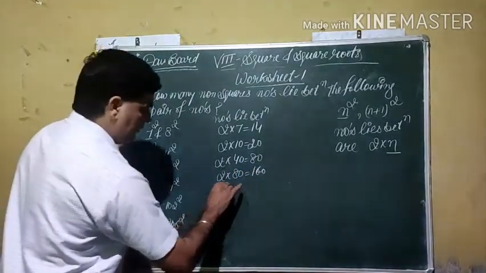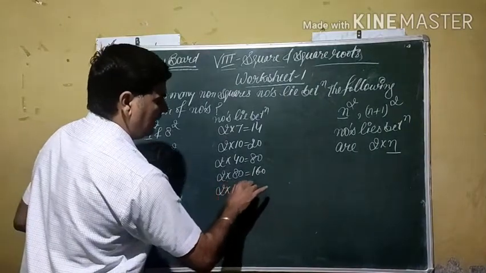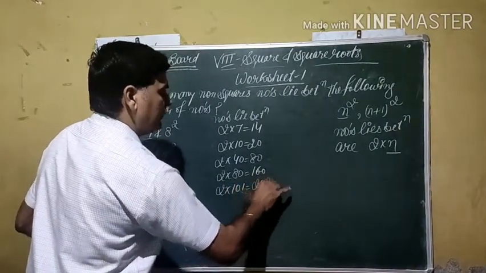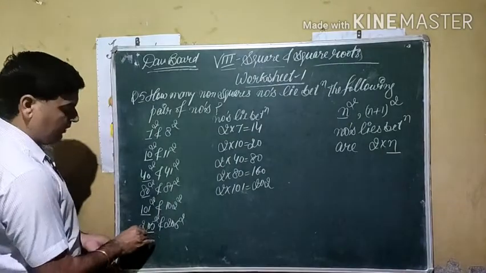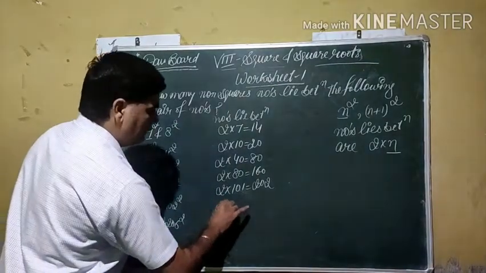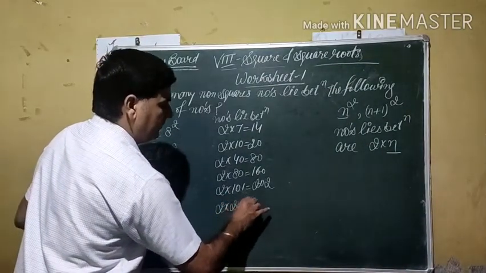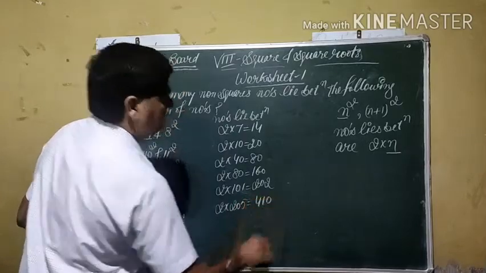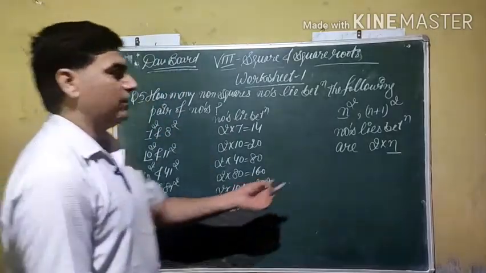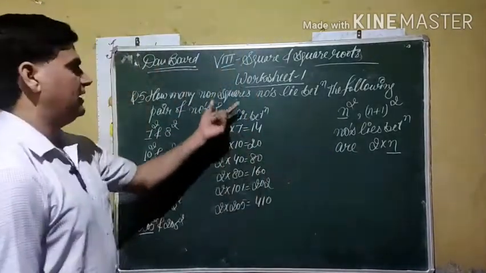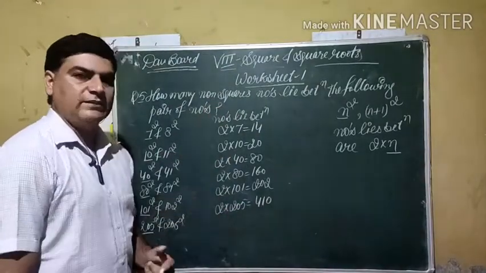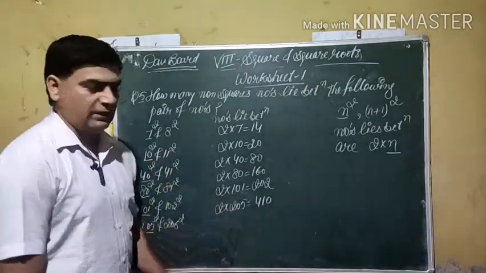The smallest number is 80, so double of 80 is 160. The smallest number is 101, double of 101 becomes 202 here. Next the smallest number is 205, so double of 205 becomes 410. So like this, by using the rule, we can find the answer in the easiest way. So like this, we have to do question number 5.